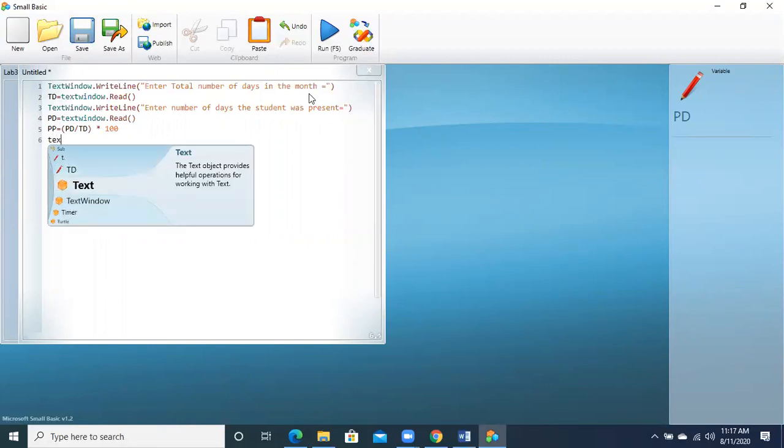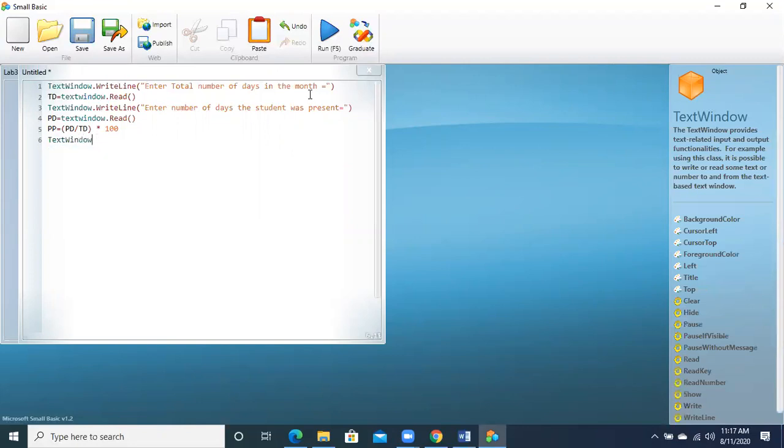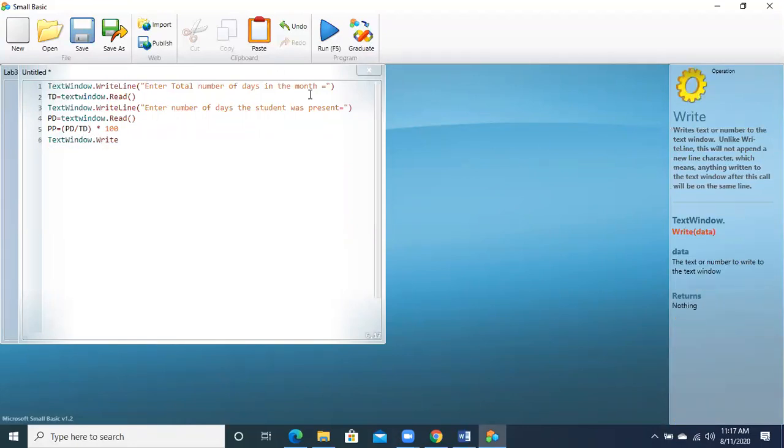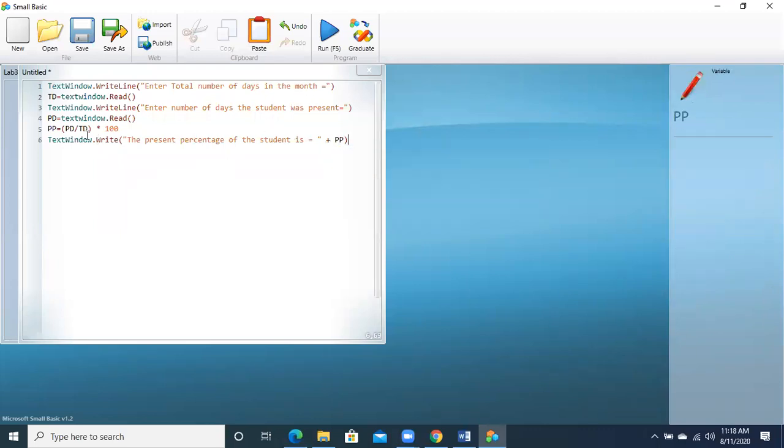Text window dot write, and the answer is: the present percentage of the student is equal to, what is the value? I will close the double quotes, place a plus sign and then PP. Keep in mind, whenever we are printing the variable's value, we write it after the double quotes with the plus sign. Keep in mind.